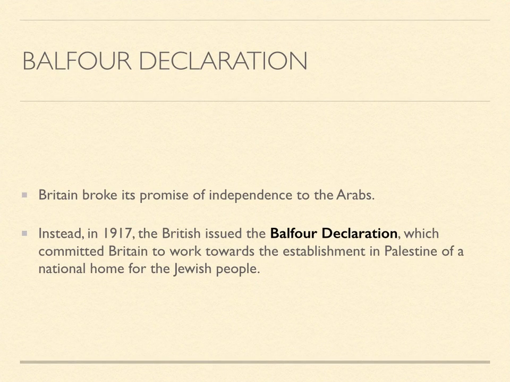Balfour Declaration. Britain, of course, broke its promise of independence to the Arabs, and instead, in 1917, towards the end of World War I, they issued the Balfour Declaration, and this committed Britain to work towards the establishment in Palestine of a national home for the Jewish people. The Palestinians were pretty much ignored.